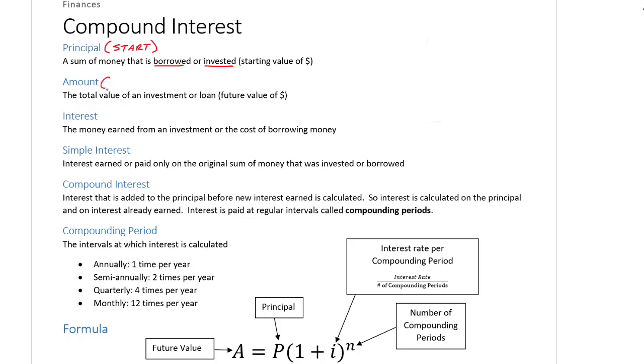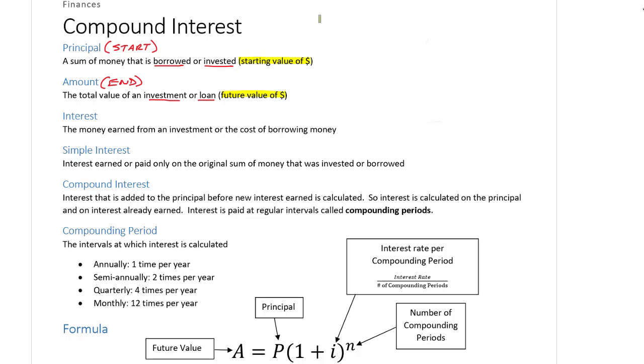The amount, which they call it, is the end amount, is really what they mean. How much do we have at the end? And again, it could be us investing or borrowing, right? So again, the starting amount is the principal. The future amount is another way to look at it. I like those terms, the starting and future, okay?